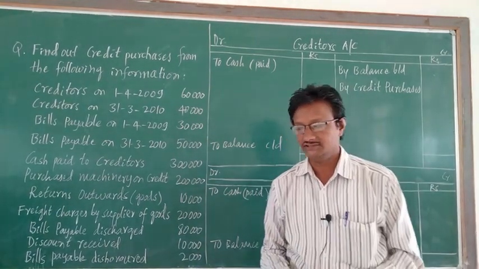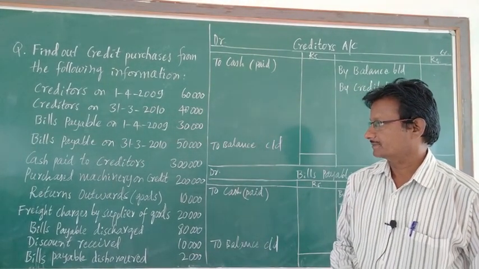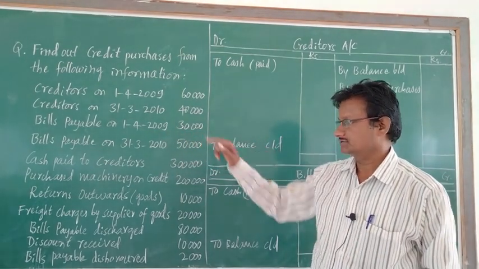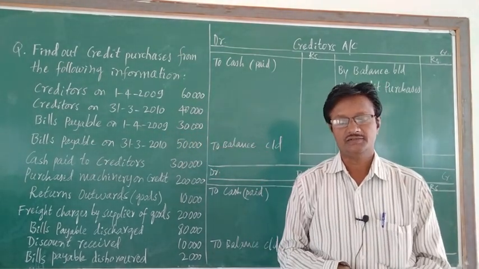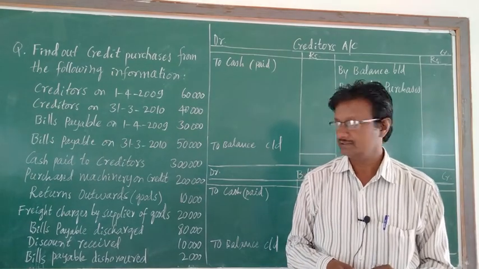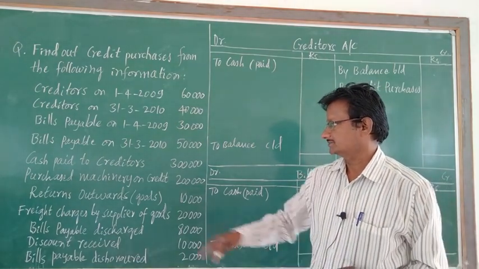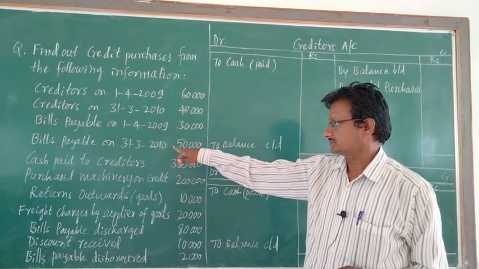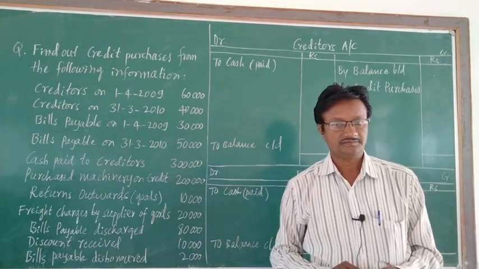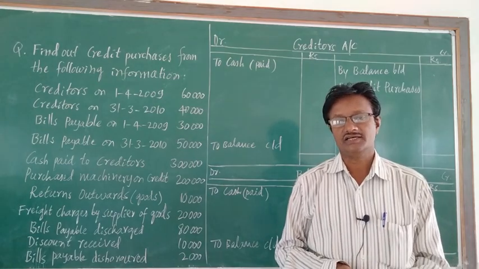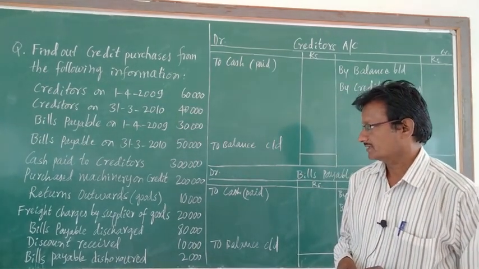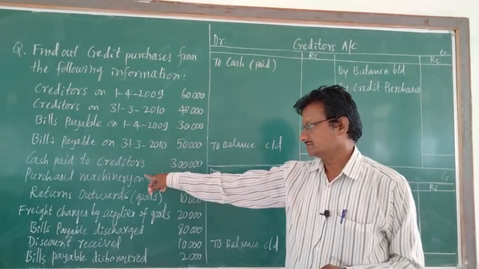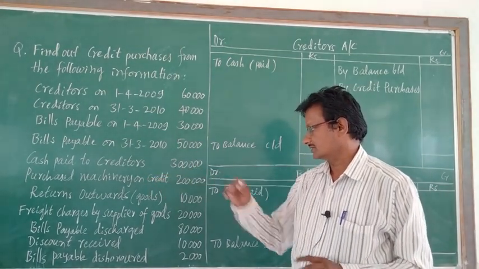Next item given is bills payable on 1/4/2009 30,000, it is the opening balance of bills payable. Next item is bills payable on 31/3/2010 50,000, it is the closing balance of bills payable. And cash paid to creditors is 3 lakh. Purchased machinery on credit 2 lakh.